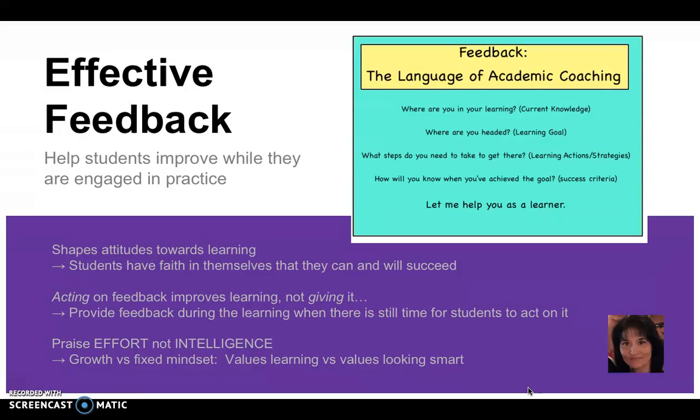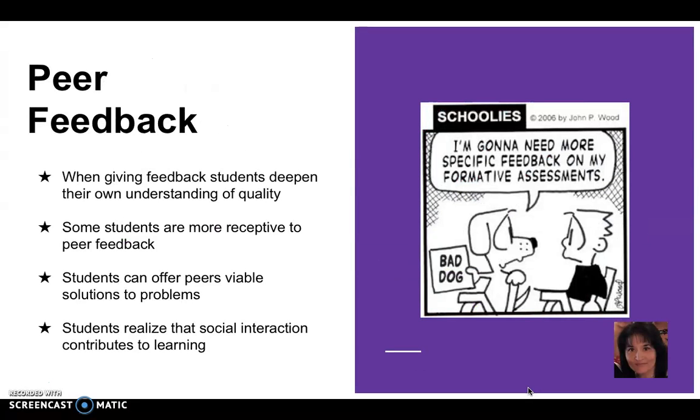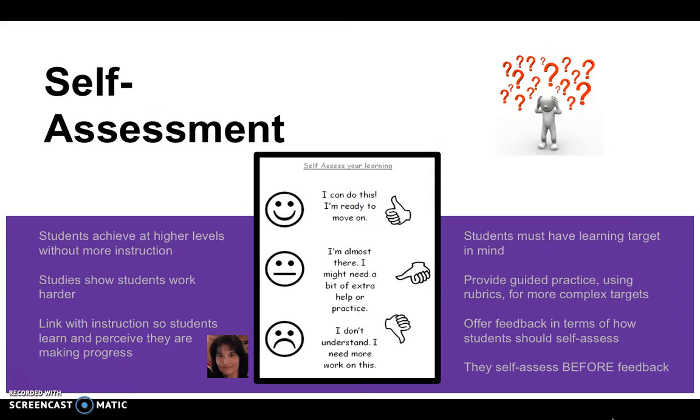Effective feedback. Well, feedback shapes attitudes towards learning. Acting on feedback improves the learning, not giving the feedback, and praise the effort, not the intelligence of the student. Peer feedback. When giving feedback, students will deepen their own understanding of quality. Some students are more receptive to peer feedback than they are to teacher feedback, and students realize that social interaction contributes to their learning.